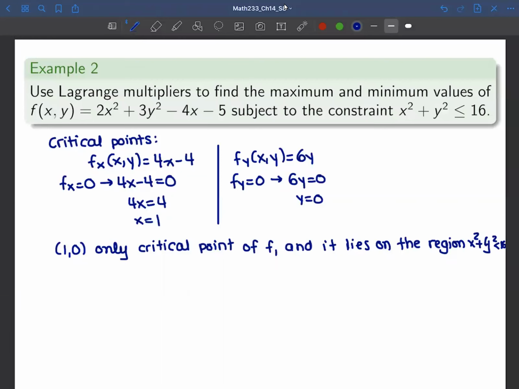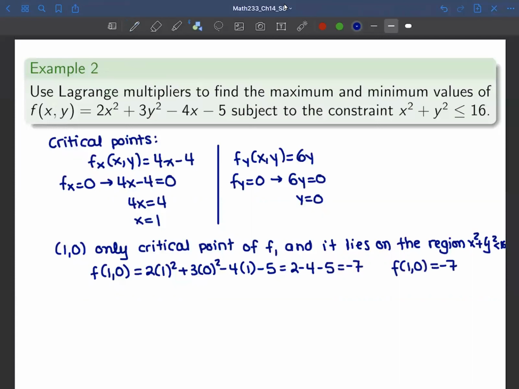And so we'll find the value of the function at that point (1, 0), which would be equal to 2 times 1 squared plus 3 times 0 squared minus 4 times 1 minus 5. So this is equal to 2 - 4 - 5, which equals -7. So the value of the function f at the point (1, 0) is equal to -7. We'll keep that to compare with what we find for f by also using the method of Lagrange multipliers.